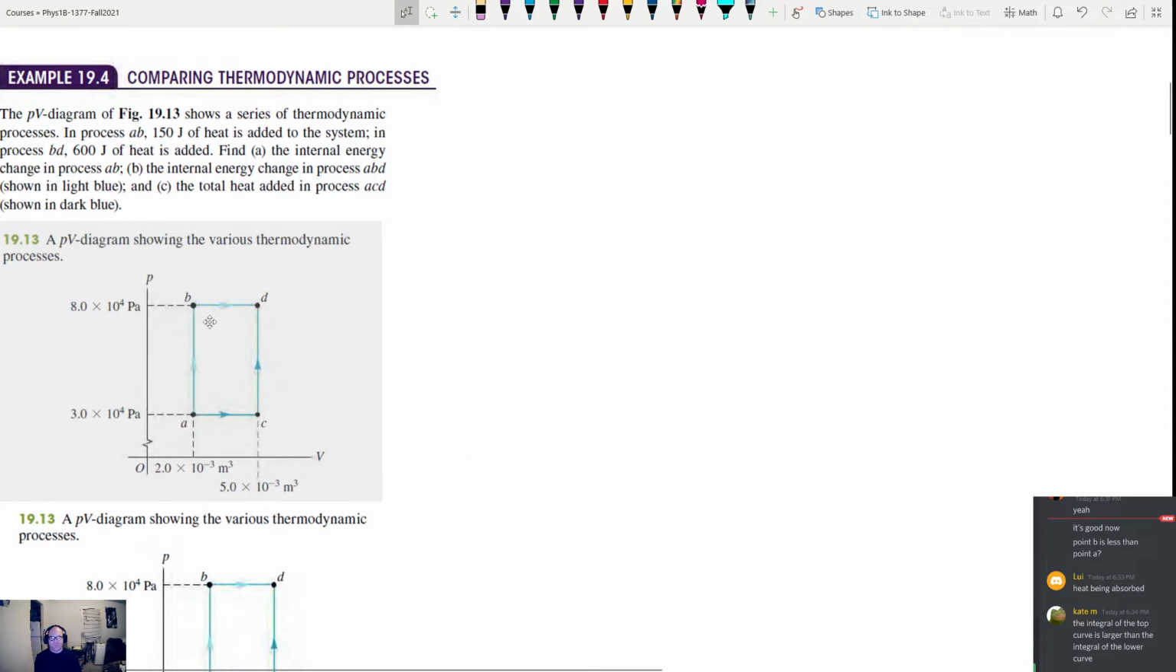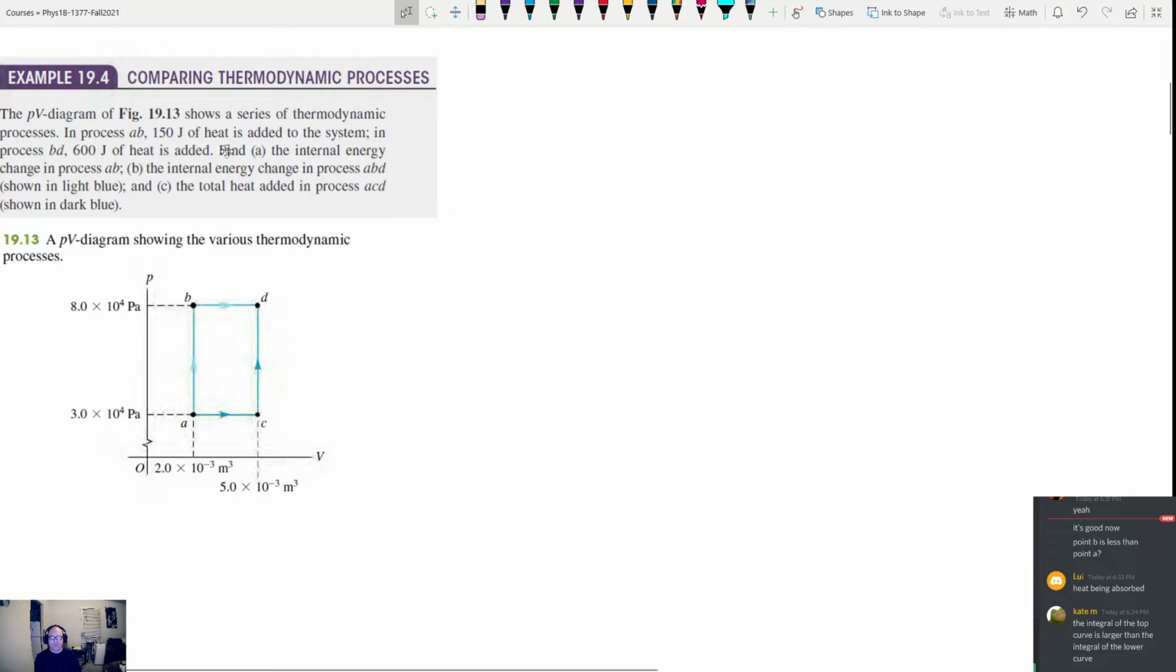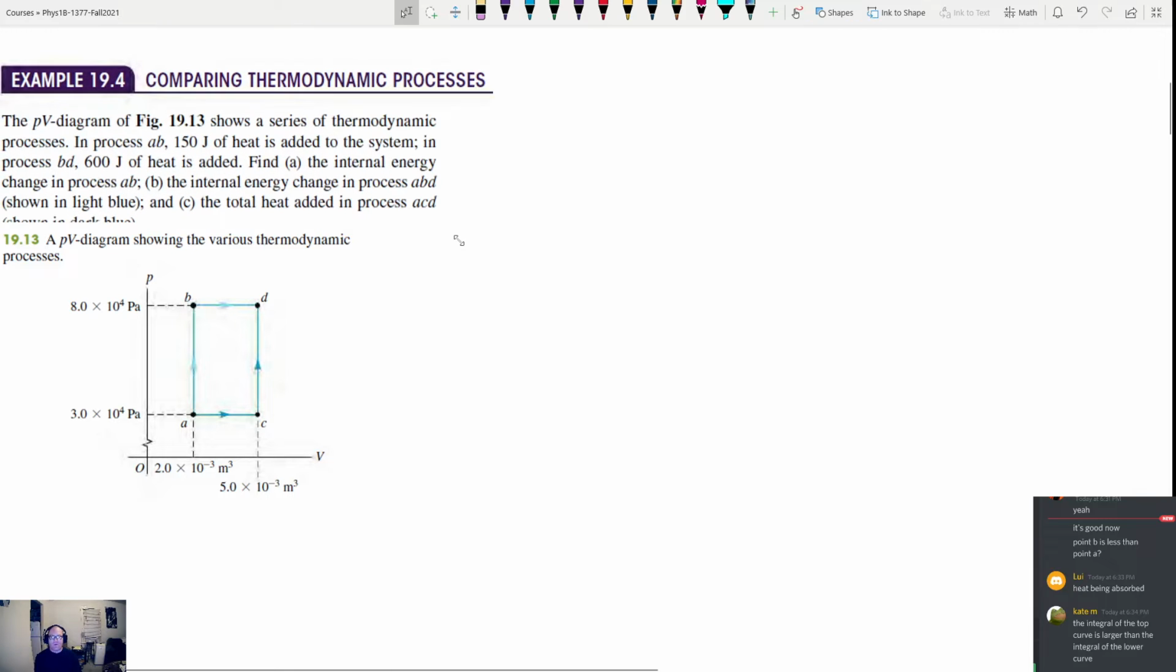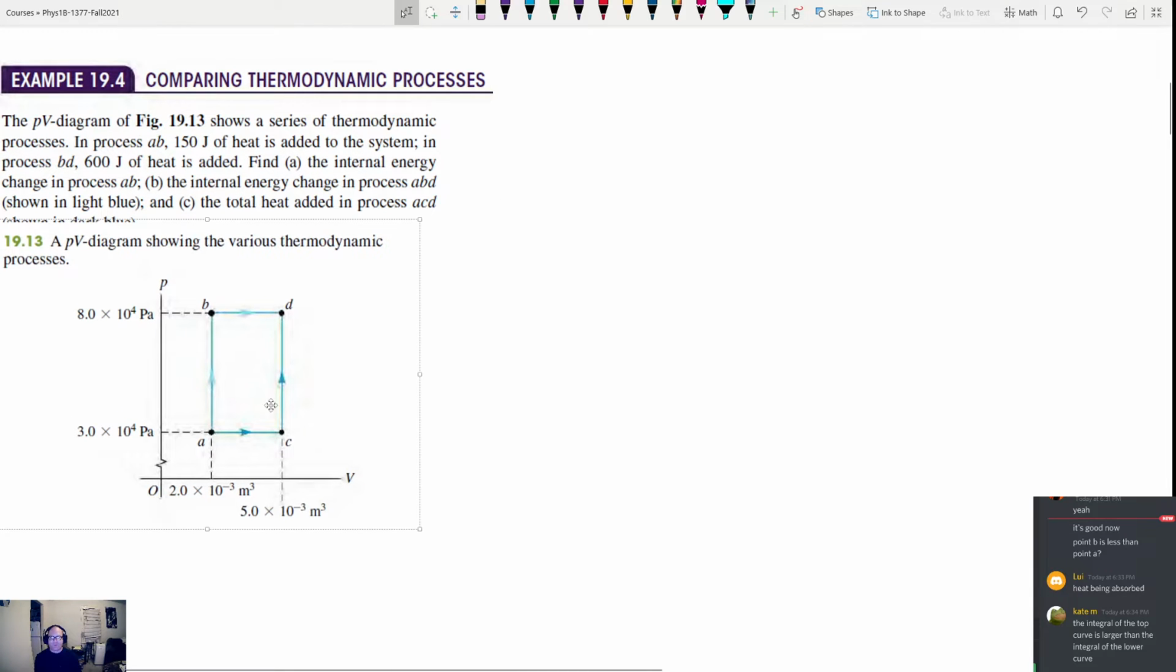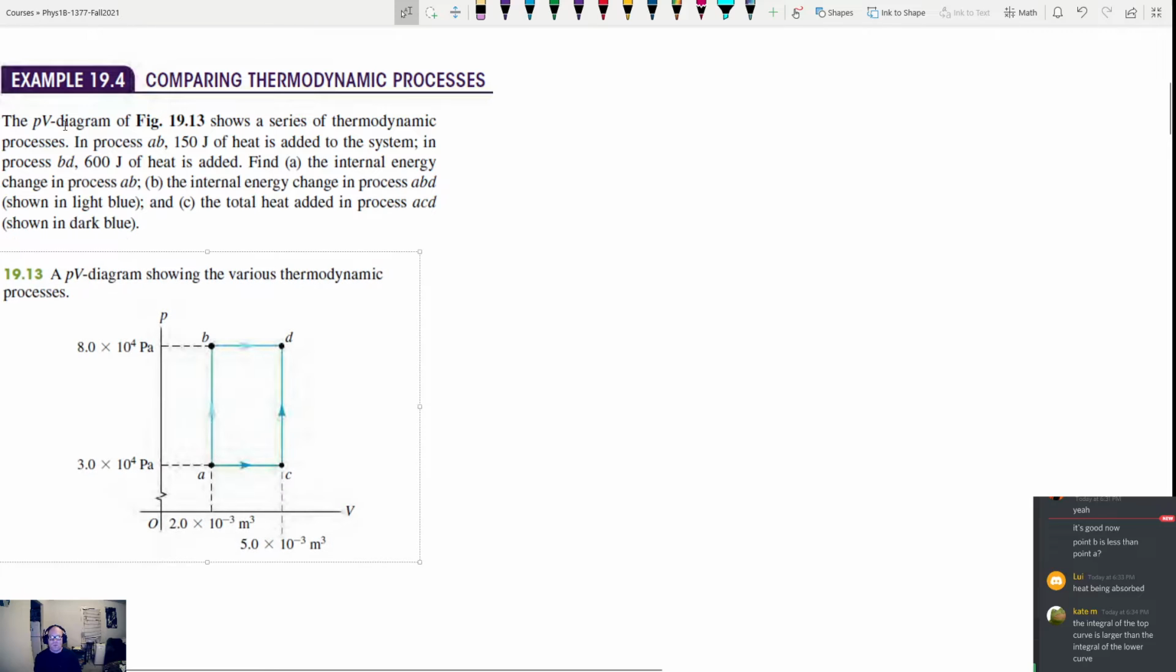Okay. Next problem. Another first law problem. We want to compare thermodynamic processes. So, the PV diagram of figure 19.13 shows a series of thermodynamic processes. In process AB, 150 joules of heat is added to the system. In process BD, 600 joules of heat is added to the system. Let's go ahead and draw that on the picture.